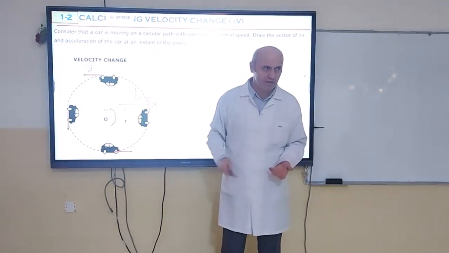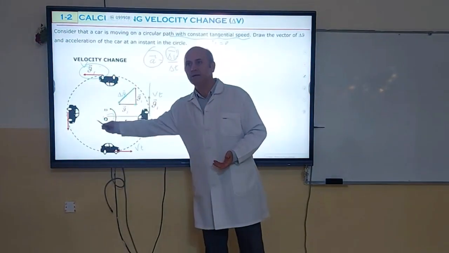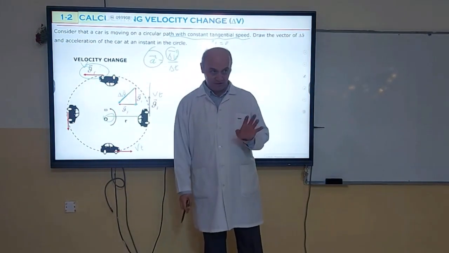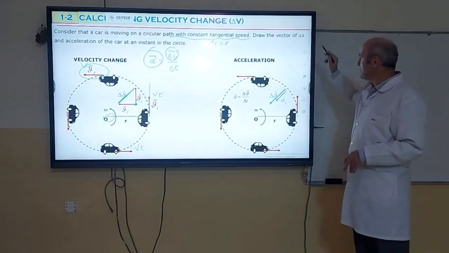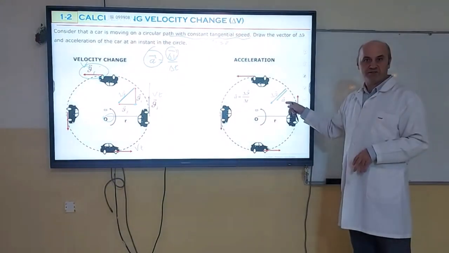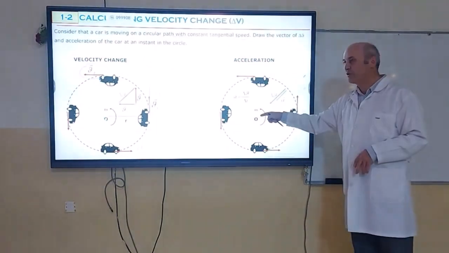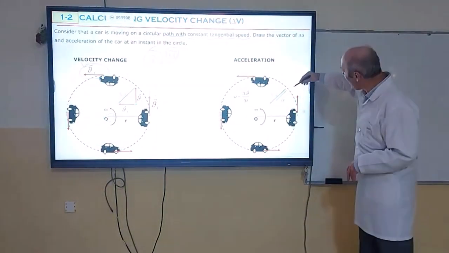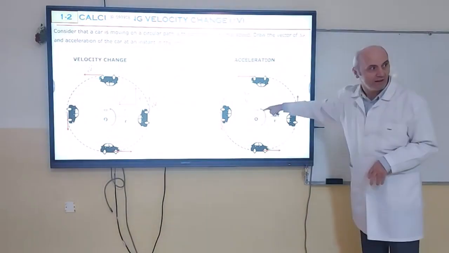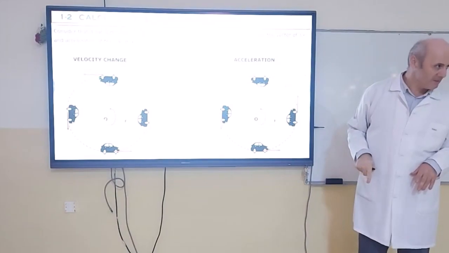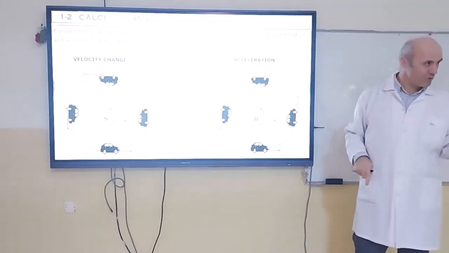What is the direction of delta V? Delta V is towards the center of the circle. They are different. Because delta V and AC are in the same direction, both are pointing to the center of the circle. While VT is tangent, delta V is towards the center, so AC is towards the center.